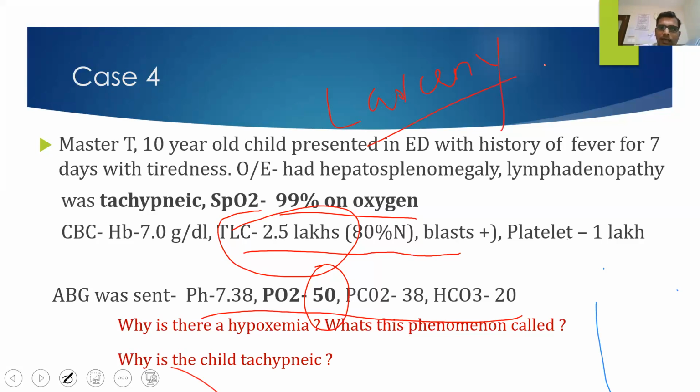One is by analyzing the sample very fast. The other is by adding cyanide to the sample before analyzing. Okay. So why is the child tachypneic? The child could be tachypneic because of leukostasis. There could be pulmonary leukostasis.